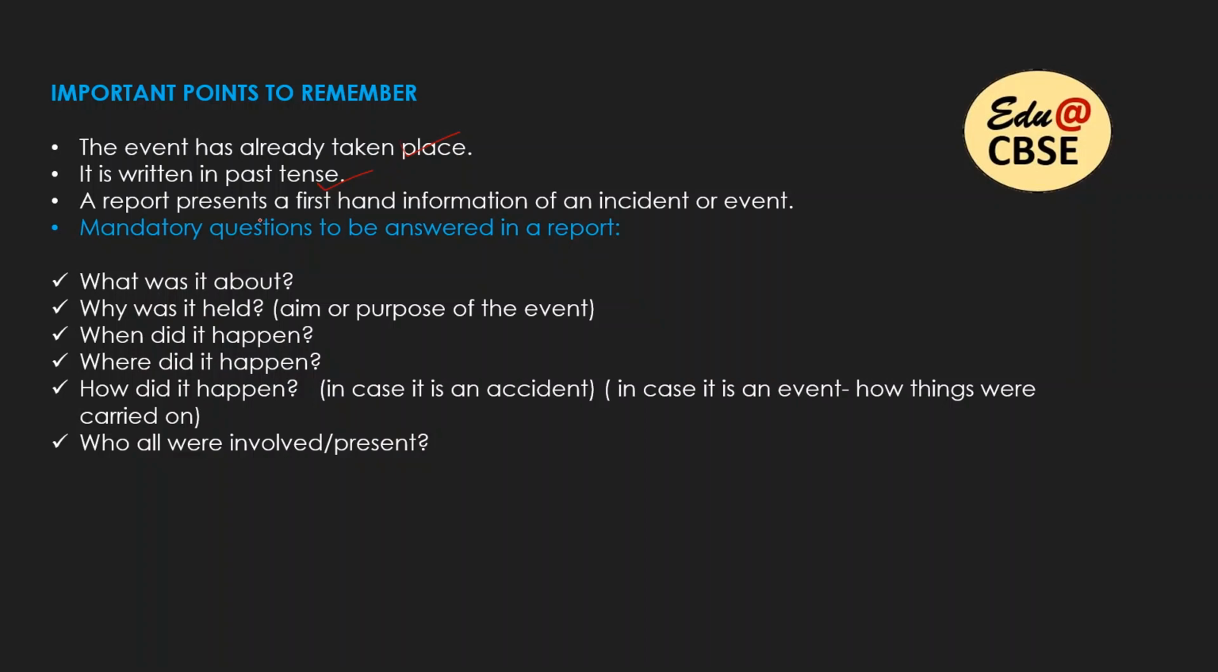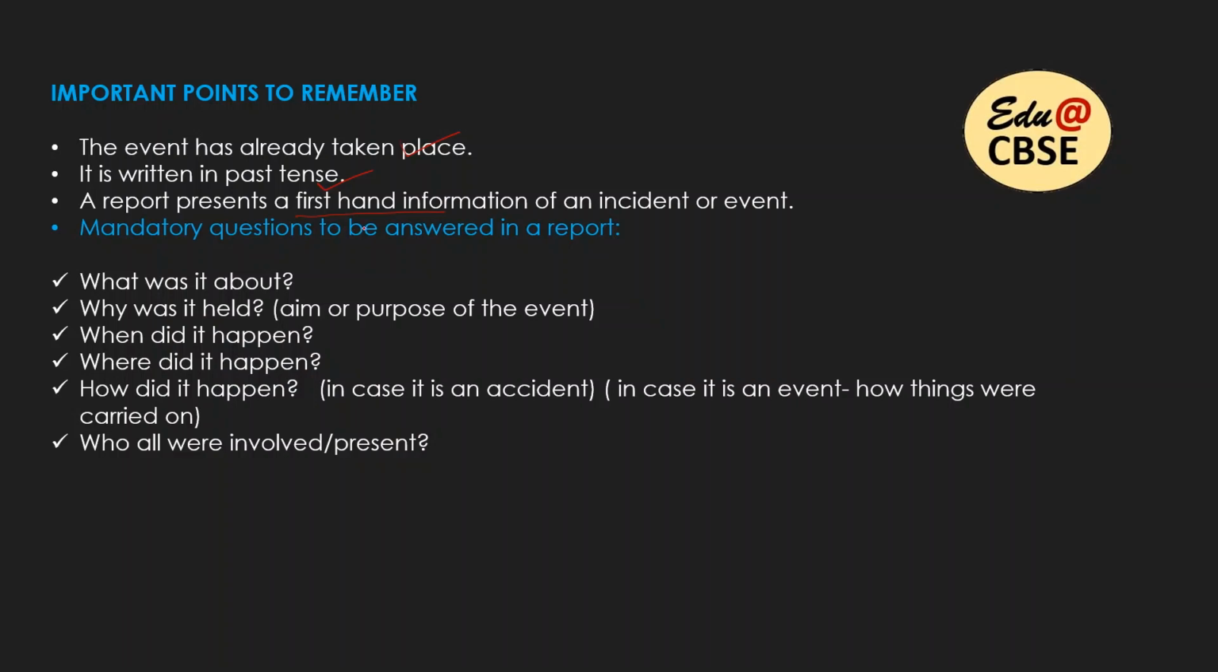Then a report presents first-hand information of the incident or event. So it is a first-hand information. First-hand information means that either you are present there or when you have gone there, like in case it is an accident or a report for newspaper, then you will take into account what eyewitnesses saw there, said there. So a first-hand information is to be there.